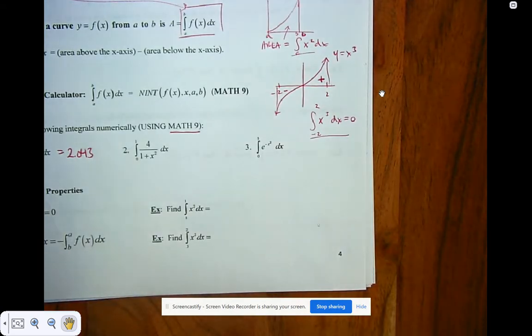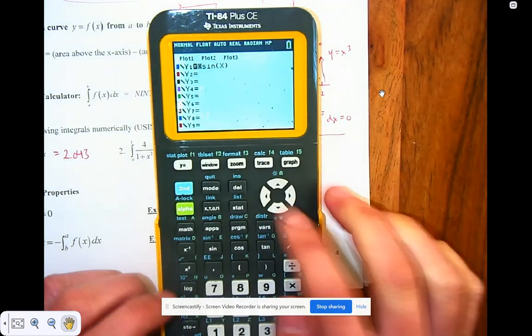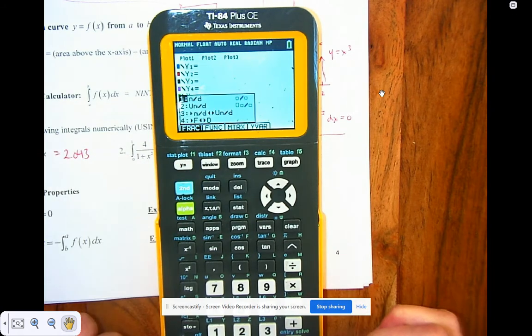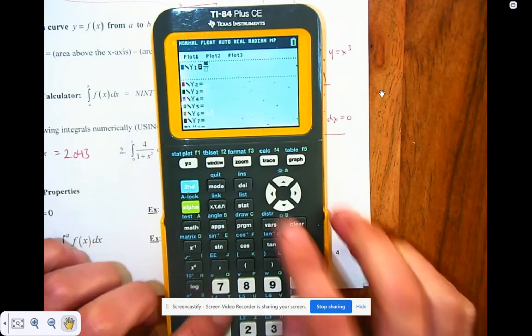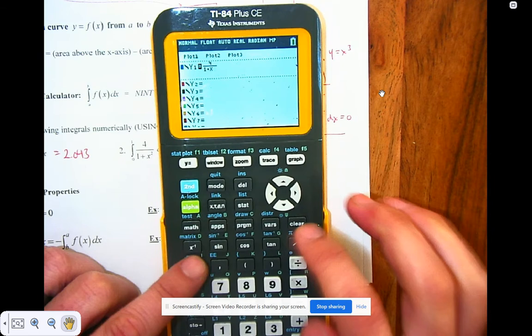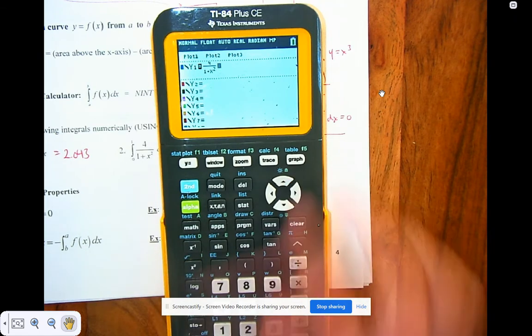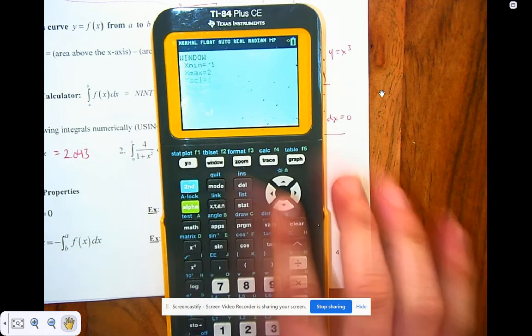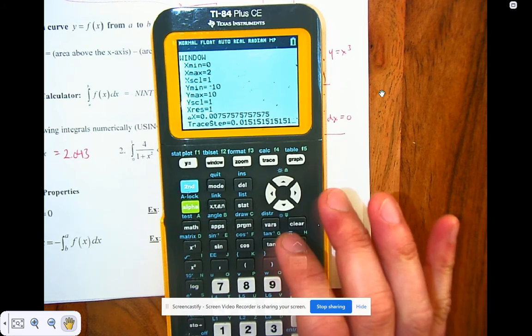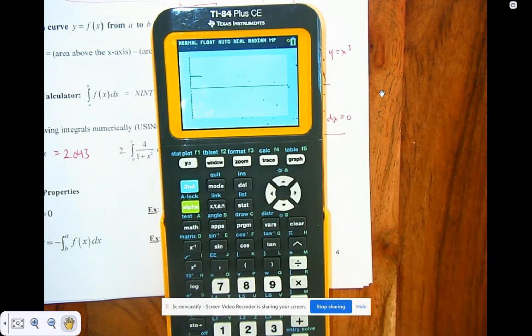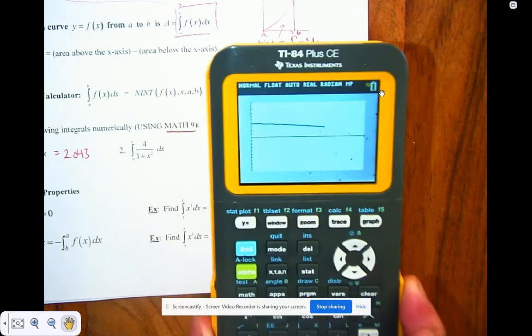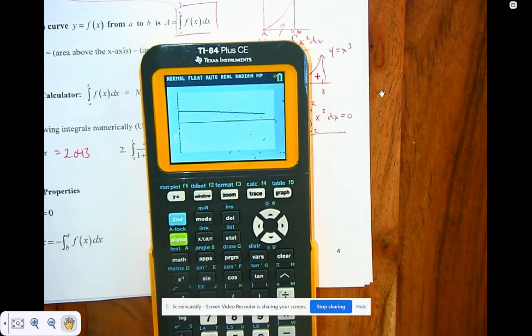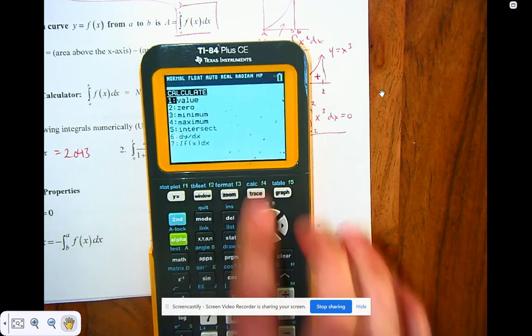Okay. All right, let's go in and look at this function here. Let's do 4 over 1 plus x squared. And we're only going from 0 to 1. Let's see what this thing looks like. Nothing exciting. Okay, that's just some random shape. And we can find the area, right, using Math 9.